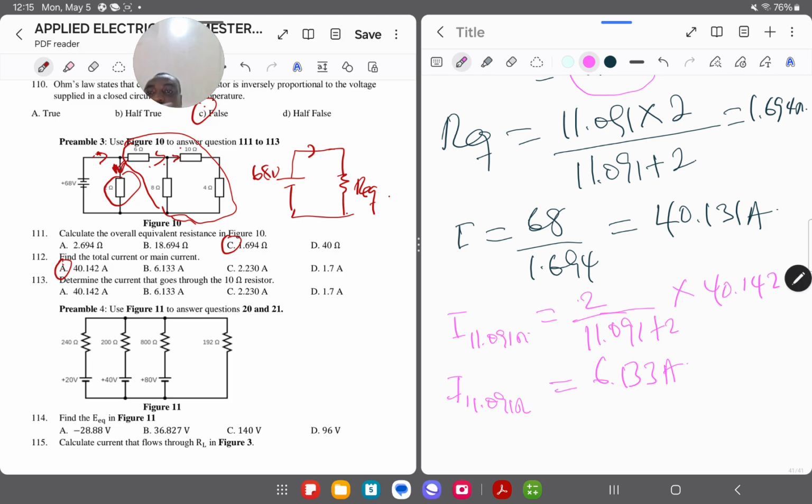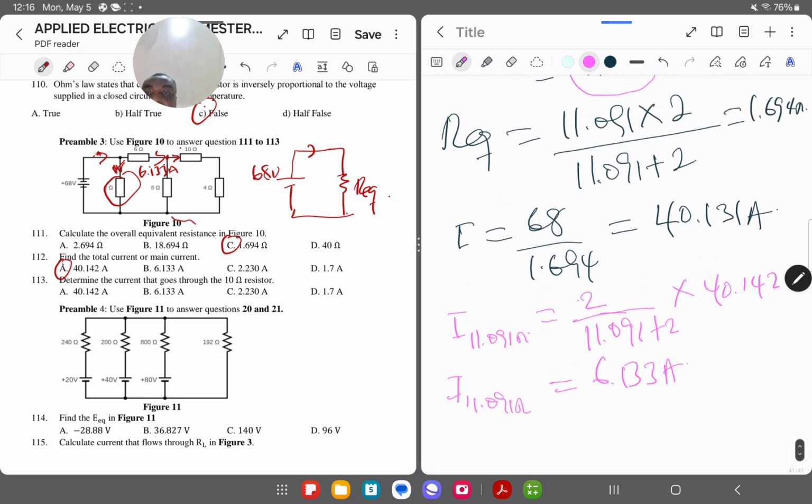Once I've gotten the current, that will be the current which is passing through this 6 ohms here. So the current is the same as the current through the 11.091. So I will come here. This is now my current. So this current here is now 6.133 amps. When you come here, you see that it's also going to get divided again. But this time, that will now be the current that is passing through the 10 ohms.